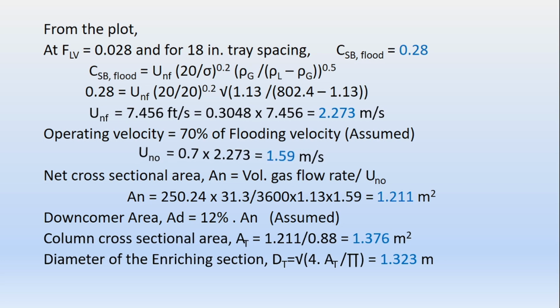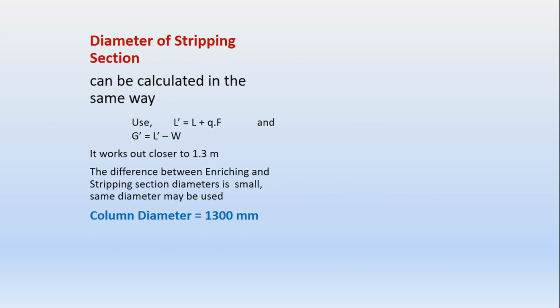So we have got the flooding velocity, we find out the operating velocity, and we find out the net cross-sectional area, which is obtained from the volumetric gas flow rate divided by the operating velocity. Then we get the column cross-sectional area, and we find out the diameter of the enriching section. So that is what we have done. We got 1.323 meters. Okay, the diameter of the stripping section, which is the section below the feed plate, is also determined in the same way.